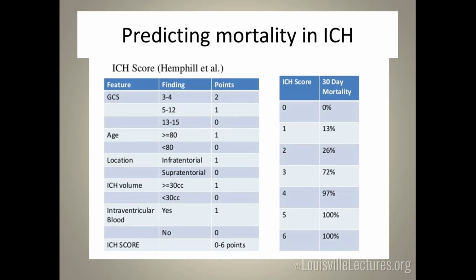When patients have intraparenchymal hemorrhage, you want to calculate the ICH score. Based on the ICH score, you can determine what the mortality of those patients could be. The higher the ICH score, the worse the mortality, and you can see that as the score increases, the mortality increases significantly. You score them by looking at GCS, age, location, intracranial hemorrhage volume, and whether there is intraventricular blood or not.